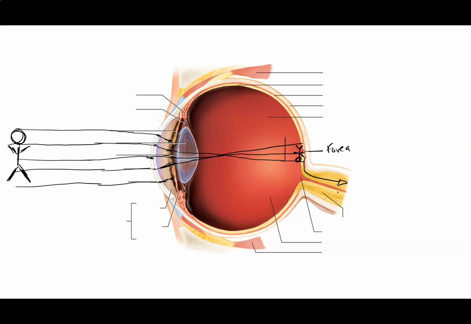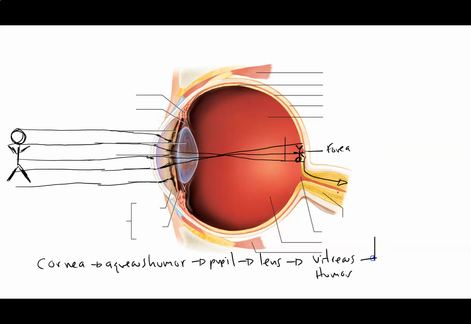So to recap the path of light through the eye, it goes through the cornea, through the aqueous humor of the anterior cavity, right? Through the pupil, through the lens, through the vitreous humor of the posterior cavity to the retina, right? And that's where the path of light stops, right?